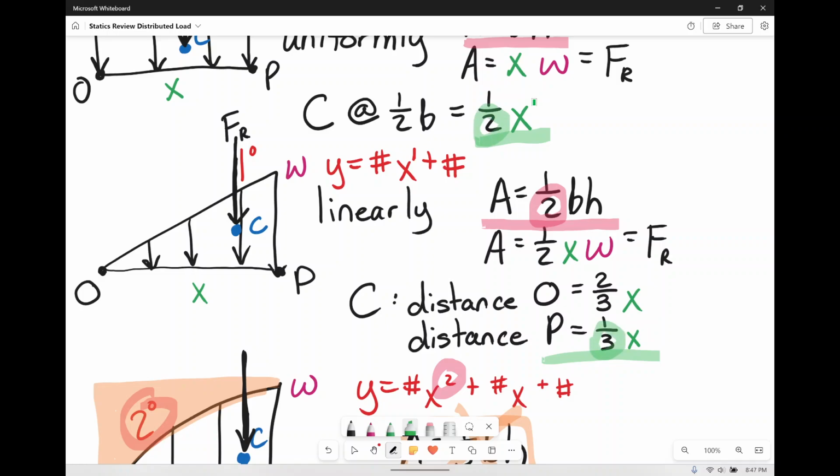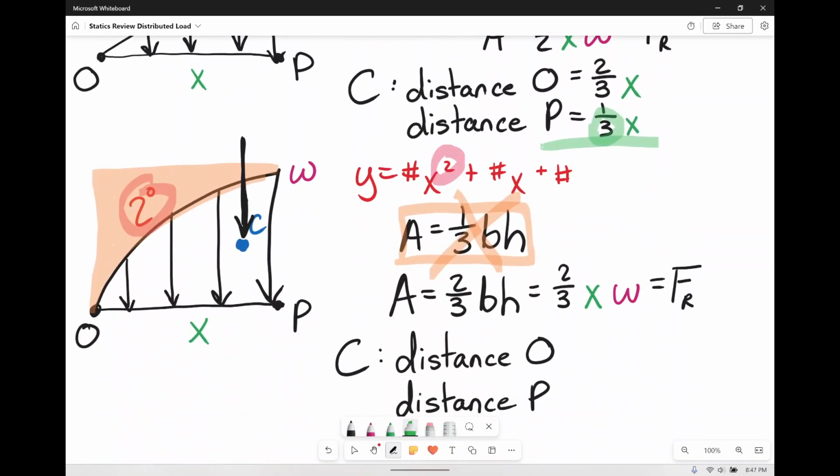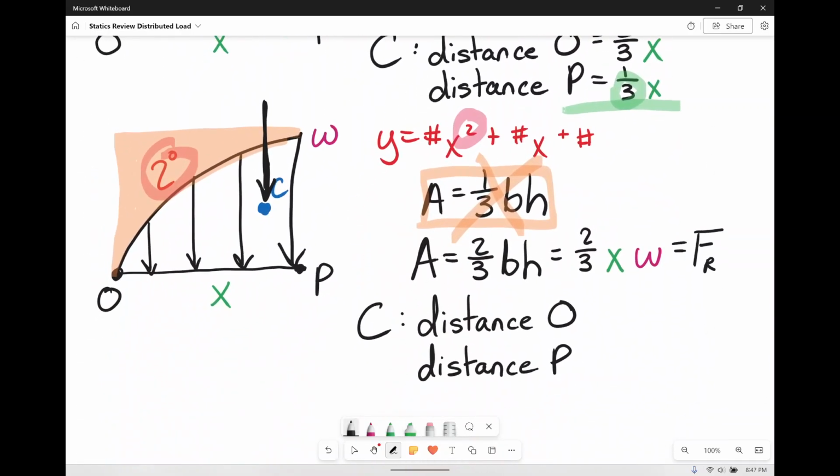We added an additional 1 to the denominator. So yep, if we're going to go to P over here, you can guess it. P is going to be 1/4 of x. Yes, we're just literally adding 1 more. Crazy. And then obviously the distance to O has to be whatever 1 minus that is. So that's 3/4 of x.